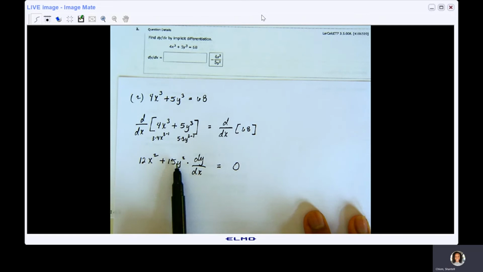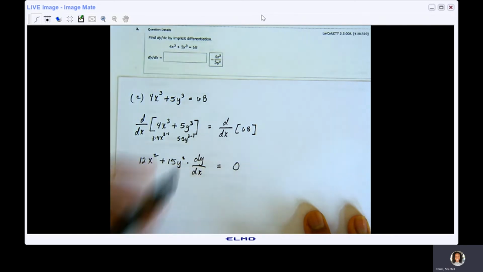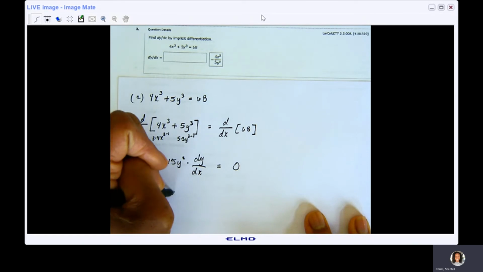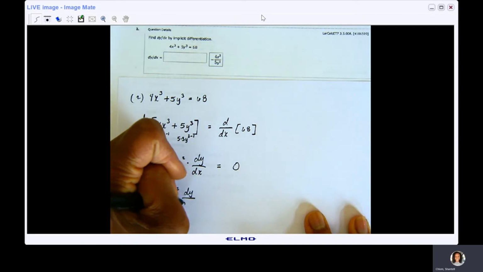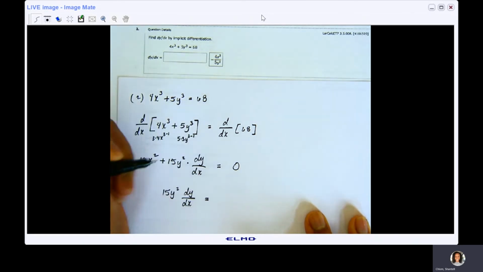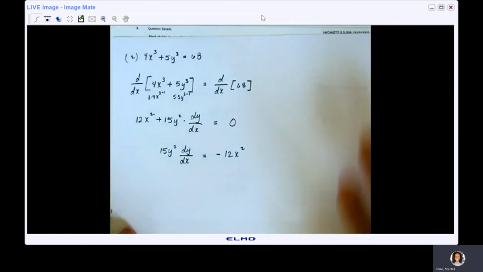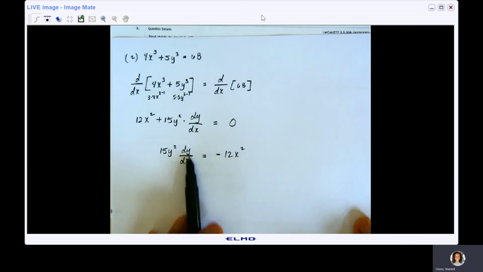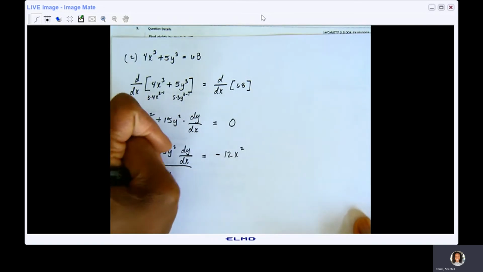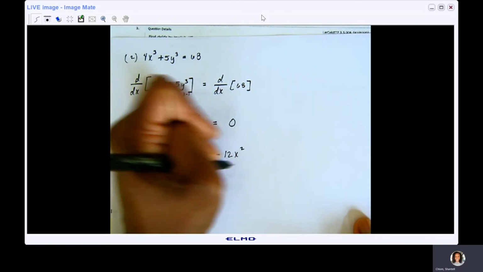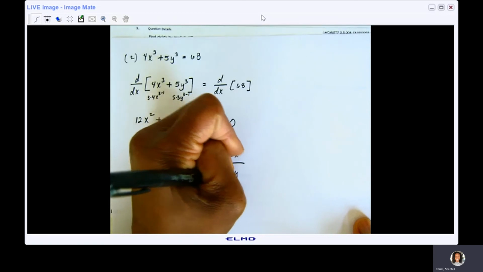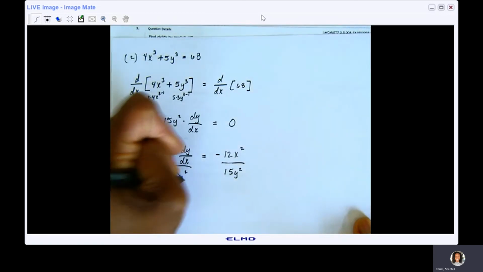So now I only have one term that has dy over dx in it, so the other term that does not, I'm going to take to the other side. So I got 15y squared dy over dx equals negative 12x squared. And then I want to get dy over dx by itself, so I'm going to divide out by 15y squared on both sides.